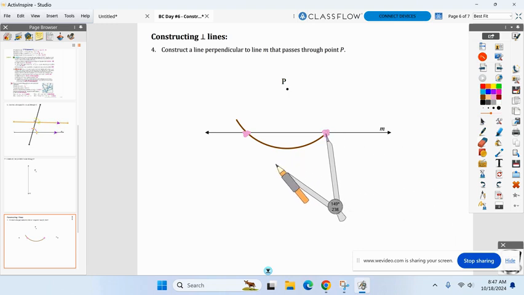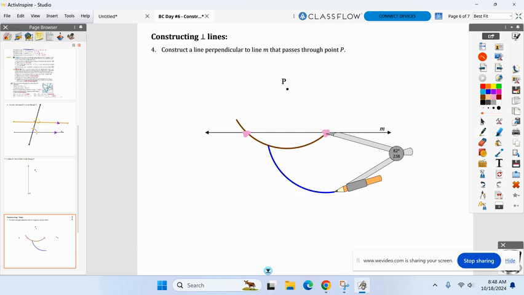Put your compass point on one of the points of intersection, and you're going to draw yourself an arc. Not a huge one. Does it have to be the same size? It doesn't have to be, but these next 2 have to be. It does not have to be the same size as your first one, but the last 2 we're about to do, this one and the next one, do have to be the same opening of your compass.